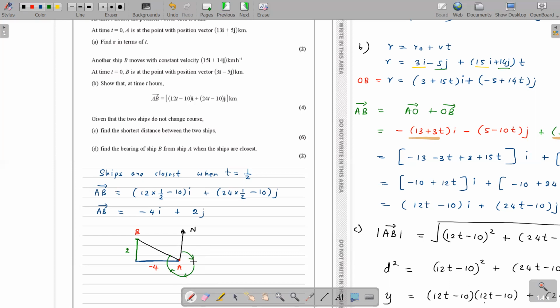So what is the angle we need to calculate here? All I need to calculate is this theta angle. If I can find the theta angle, all I have to do is add it to 270, and I get the answer. So let's find theta. Tan theta is what I need to find: opposite over adjacent. Opposite is 2. Adjacent, we don't put minus 4, we put 4. How much is tan inverse 2 over 4?